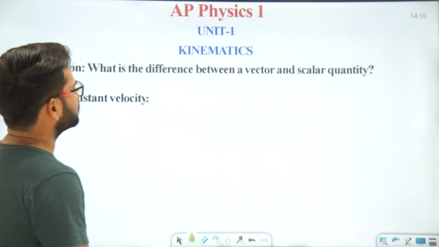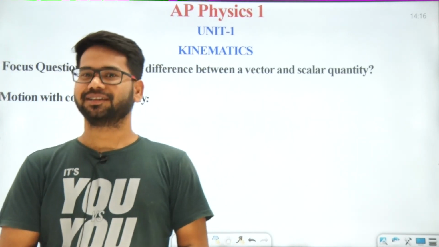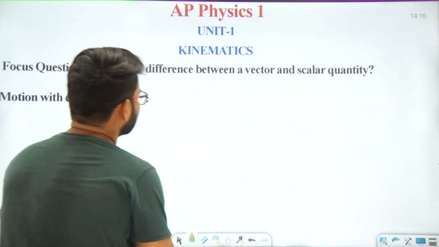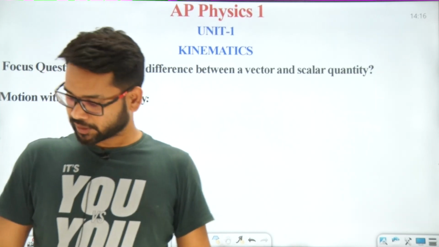Now here we are going to learn AP Physics 1. We will start Unit 1 with kinematics. So students, first our focus question will be, what's the difference between vector and scalar quantity?